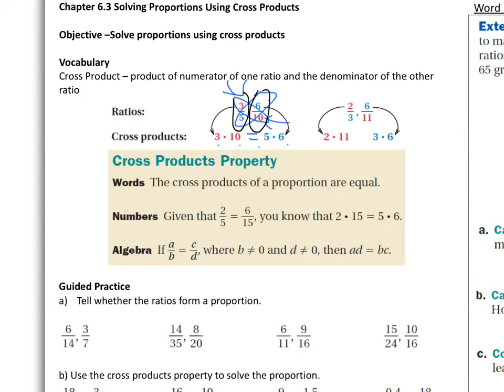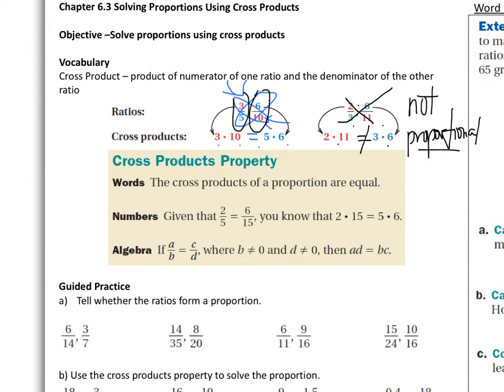And if we take a look at the two fractions to the right and take the cross product, 2 times 11, which is 22, and 3 times 6, which is 18, they're not equal to each other. So 2/3 and 6/11 are not proportional. Remember, proportional just means that two ratios are equal to each other.